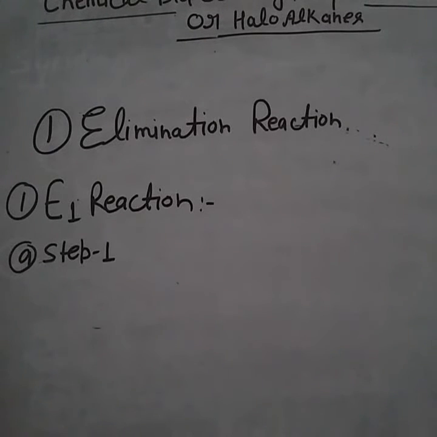E1 reactions are divided in two steps. Step 1, when alkyl halides ionize to give carbocations, and second, the carbocation loses a proton from a beta carbon atom by a base to form an alkene. Step first and second combining form the complete E1 reaction.